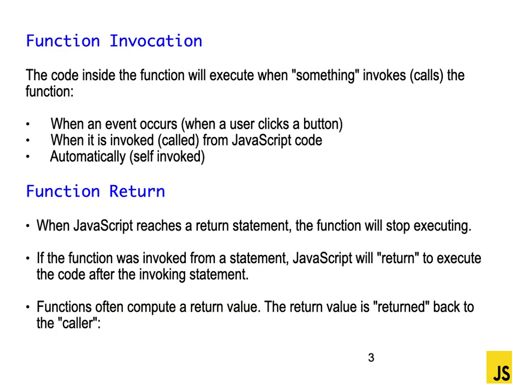How is it invoked? Function invocation. The code inside the function will execute when something invokes or calls the function. There are different cases for invoking a function. The first one is when an event occurs, just like when a user clicks on a button. Second, when it is invoked or called from JavaScript code, directly JavaScript code can invoke a particular function.